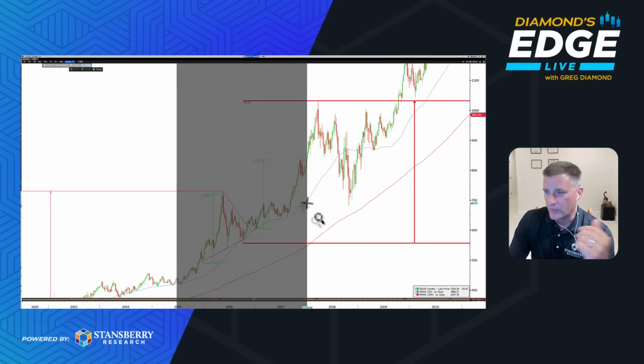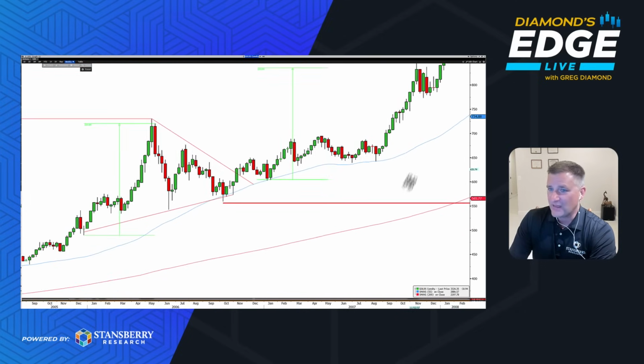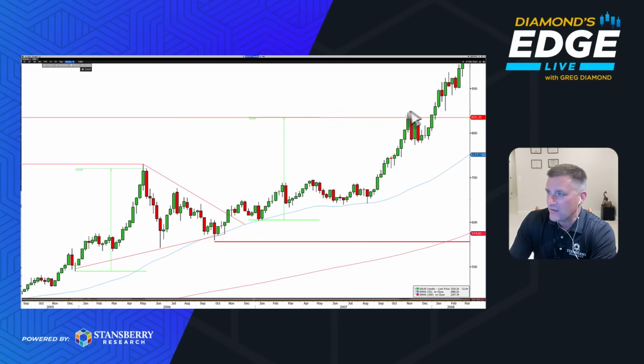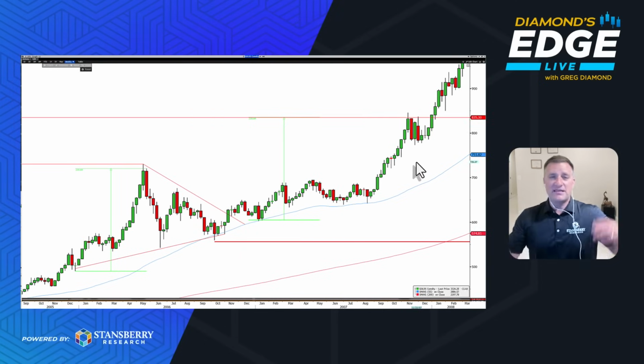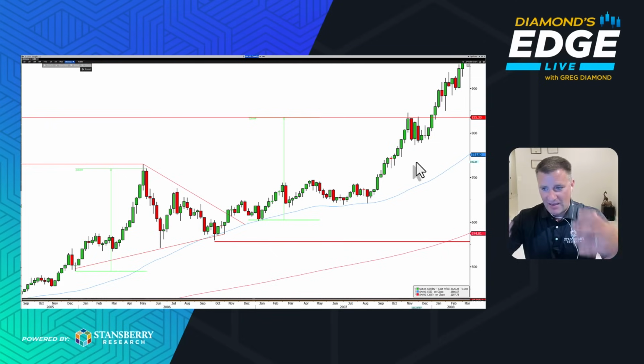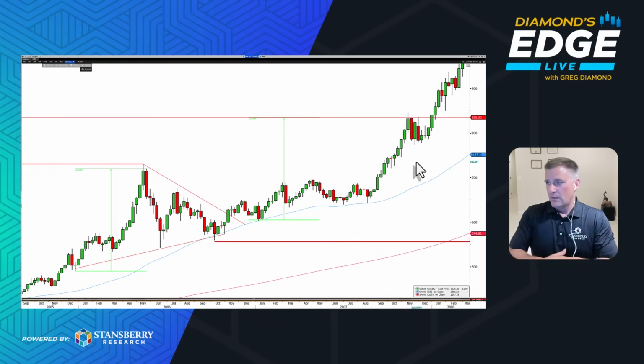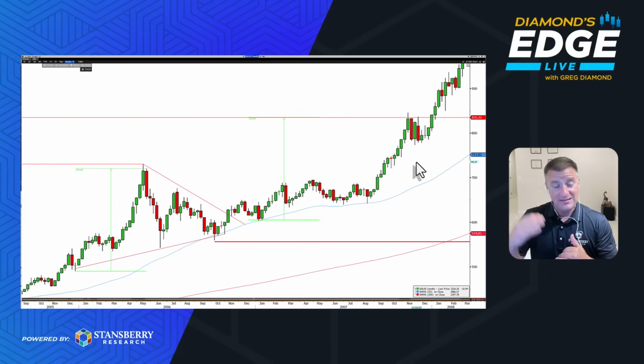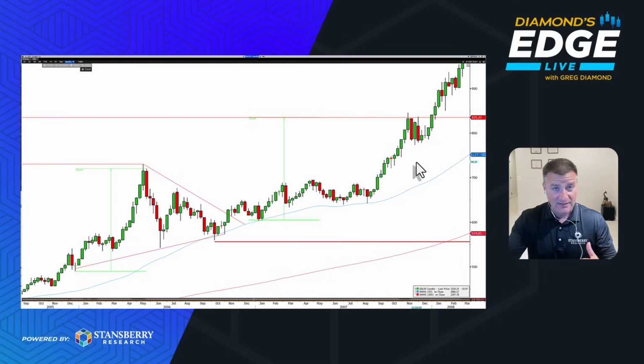Okay, you can also measure the length of the flag or length of the pattern. All right, so you can see here, call it $230. I measured that from the breakout point, okay, and this created this high right here. So you can see how there's a little bit of a mathematical pathway to how you get these targets. It doesn't mean that is going to be the exact high or low. It simply means that the market is going to respect that as a temporary high or low.